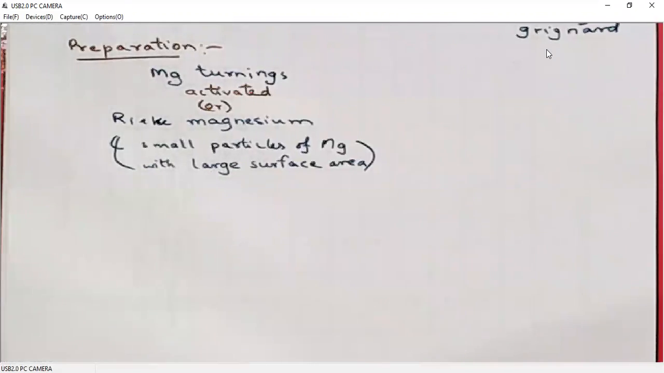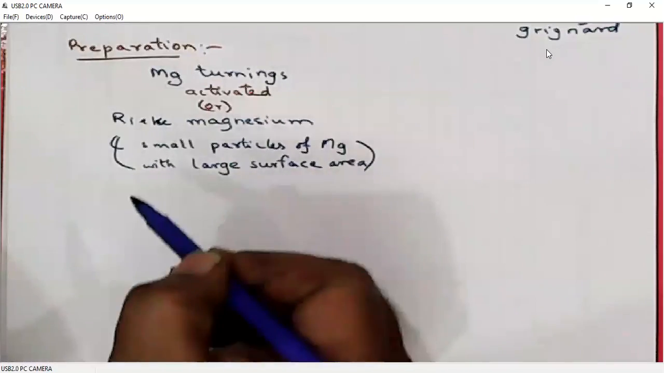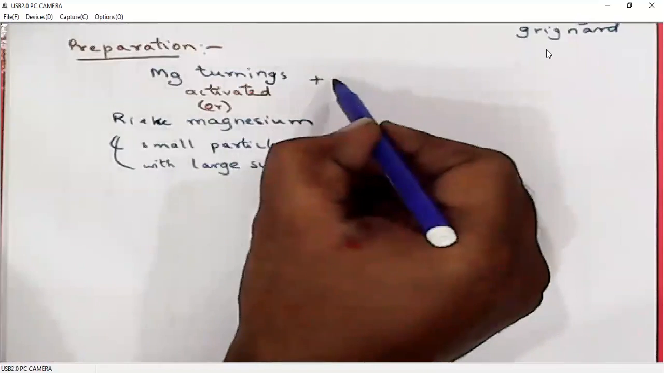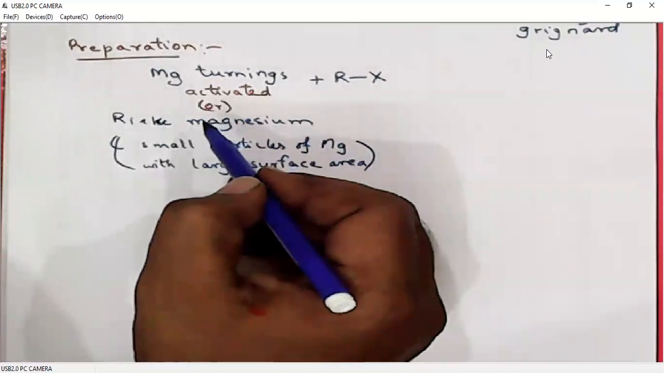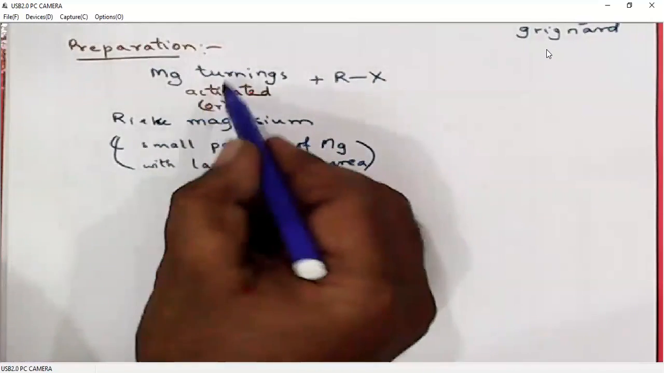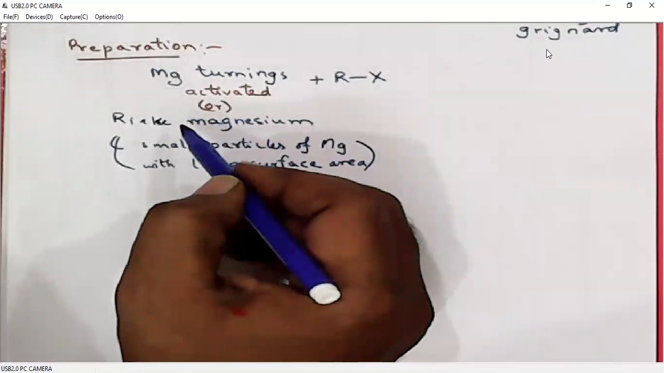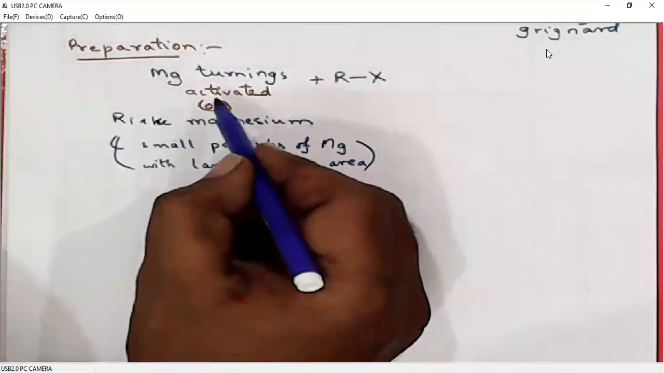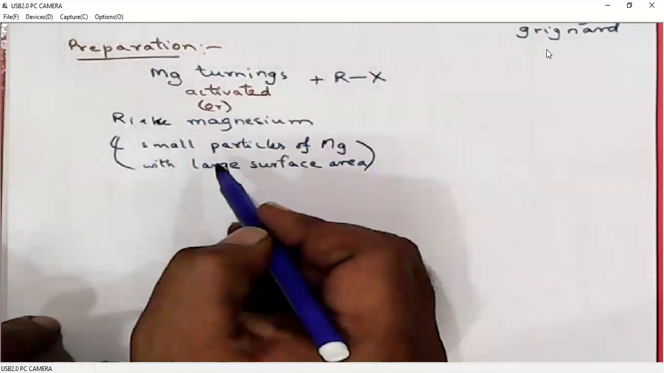Generally, magnesium, an electropositive element, will undergo air oxidation to magnesium oxide. So the surface of magnesium turnings will be magnesium oxide. But magnesium oxide will not be involved in Grignard reagent formation. So for that, we will activate the magnesium turnings. What we will do is wash the magnesium turnings with concentrated HCl. When we wash magnesium turnings, the oxide layer will be removed so that they will be activated.